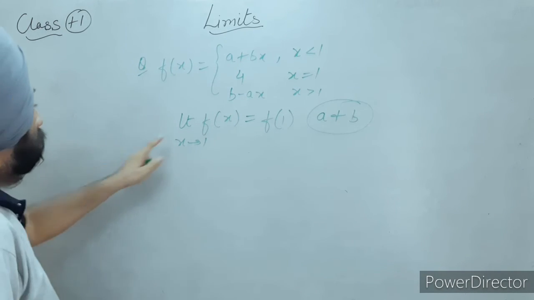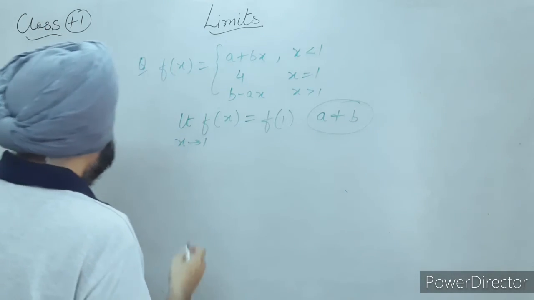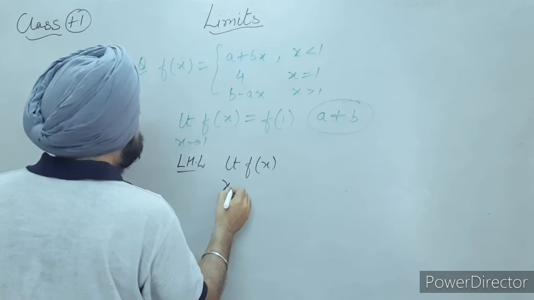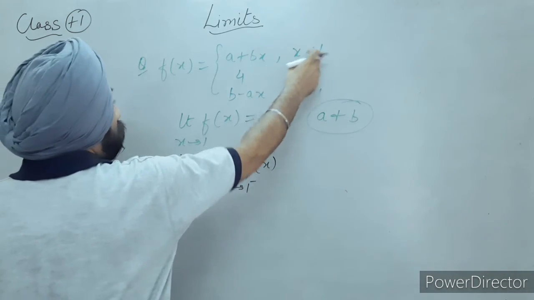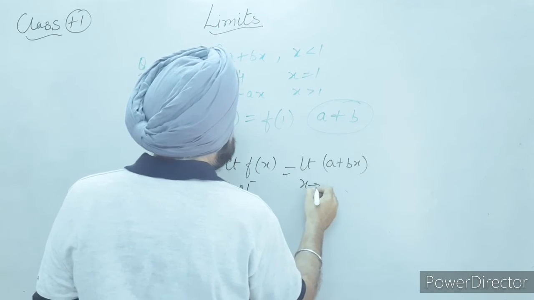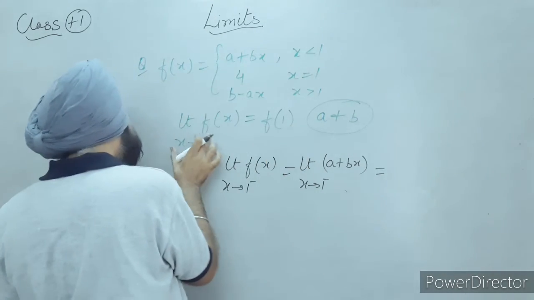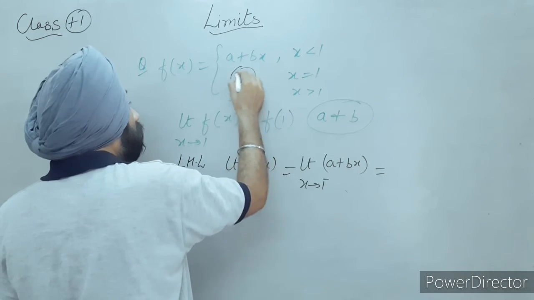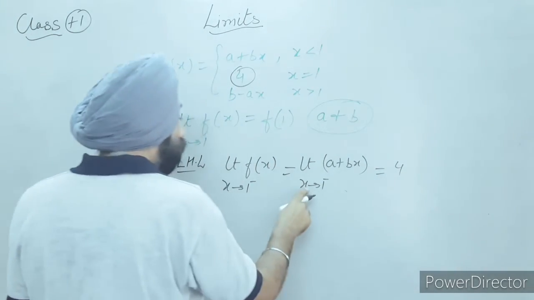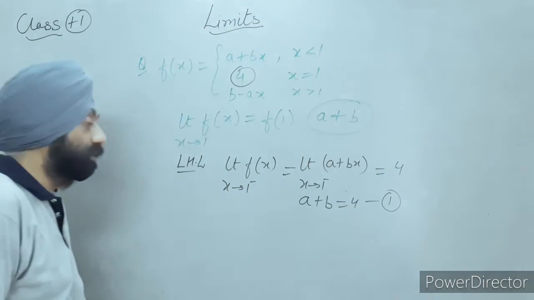Now the limit of f of x as x approaches 1 is given as f of 1. f of 1 is 4, it's given. Now just calculate the left hand limit. Limit f of x as x approaches 1 negative, x less than 1. So I will put the function as a plus bx, as x approaches 1 negative, right? This is given equal to f of 1. This means the left hand limit is also equal to 4 and the right hand limit is also equal to 4. Put x equals 1 over here, I get the first equation, a plus b equals 4. This is my first equation, right?